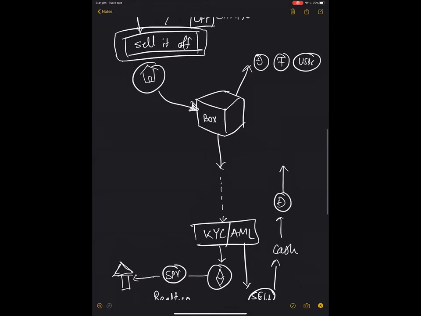So essentially, this box becomes like the linchpin of the system. The box provides on-chain liquidity for the off-chain asset.